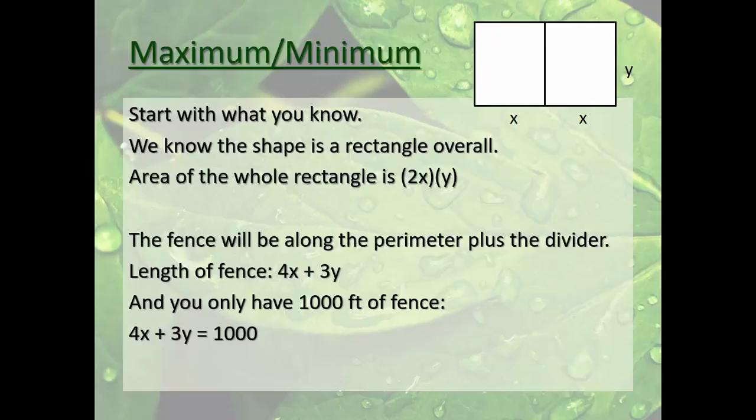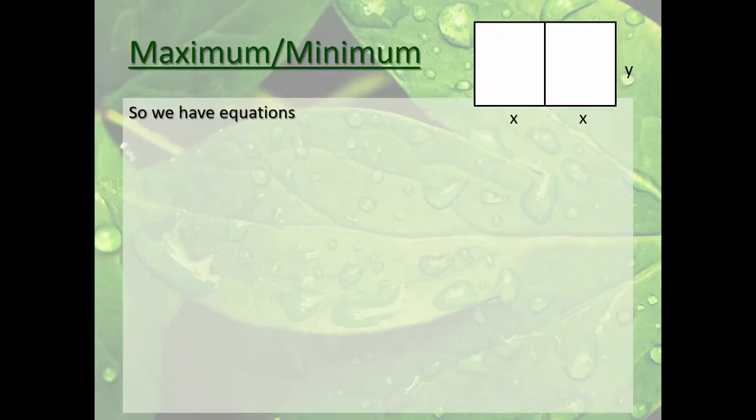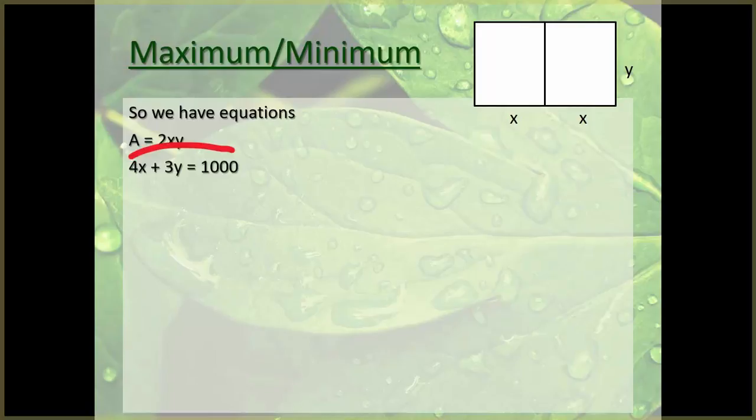So we have two equations right now. We've got area is 2xy, and we've got 4x plus 3y equals 1,000. And you should remember from Algebra 2 that when you have two equations and two unknowns, you can substitute one into the other. So here's what we're going to do. We want to find the maximum area, so we're going to have an area equation with just x's. So we're going to take this equation and solve it. Actually, this one we'll do in terms of y, and then plug it in for y.